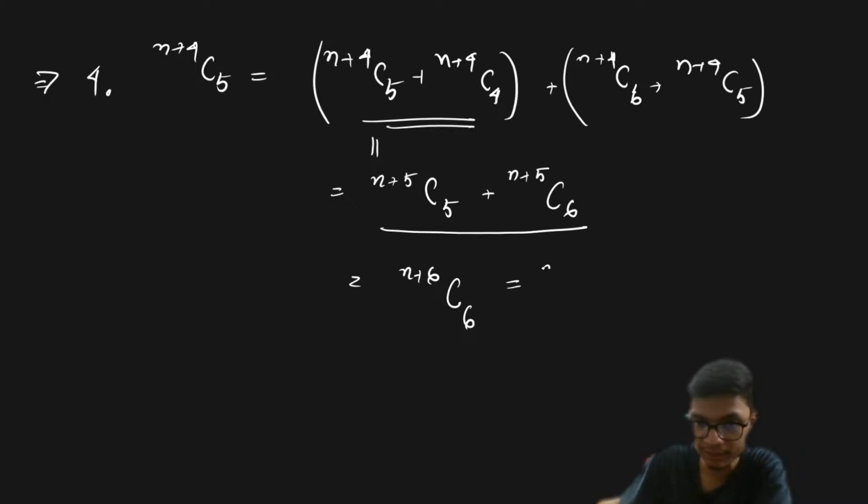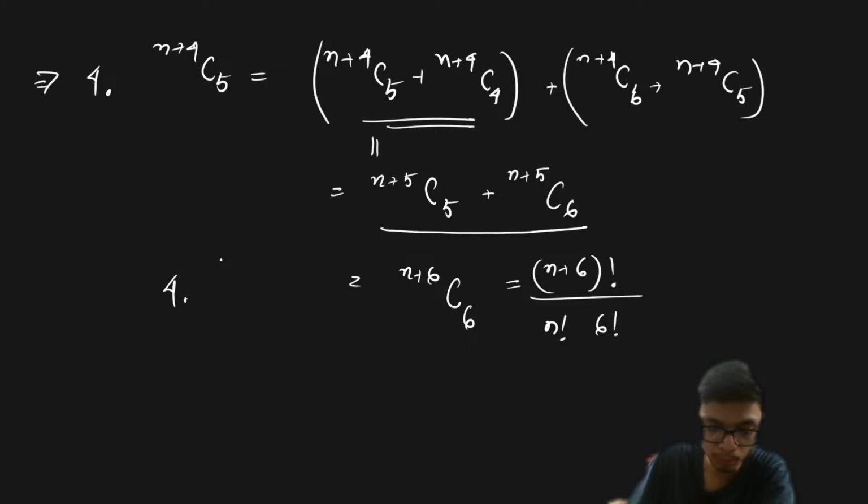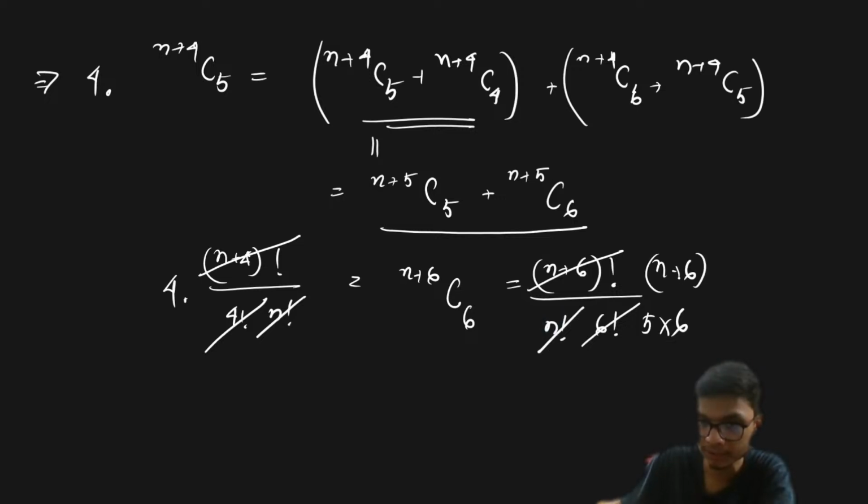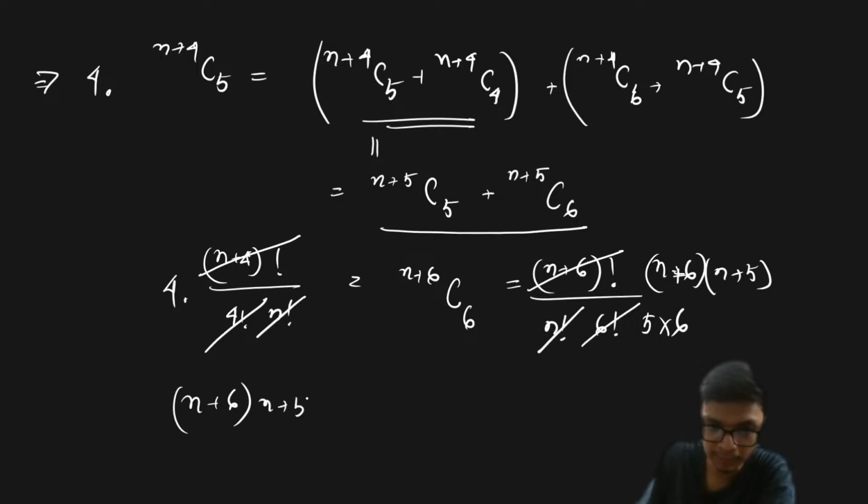So from this, I can always write this as (n+6) factorial divided by n factorial divided by 6 factorial, and that is basically equal to 4 multiplied with (n+4) factorial divided by 4 factorial divided by n factorial. This n factorial will get cancelled out with this n factorial, and this 4 factorial gets cancelled out with this particular part, leaving 5 into 6. This part and this part cancel out, and we are left with n+6 multiplied with n+5. That is what we are going to be seeing over here.